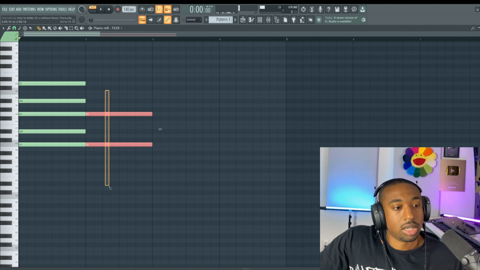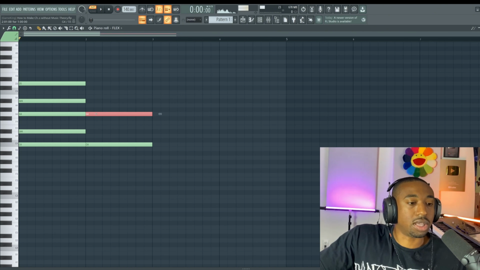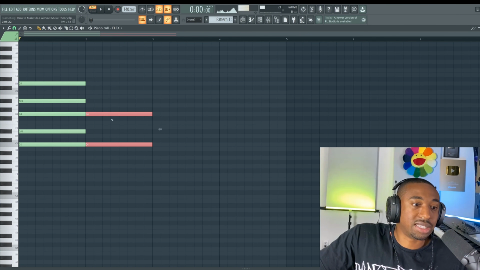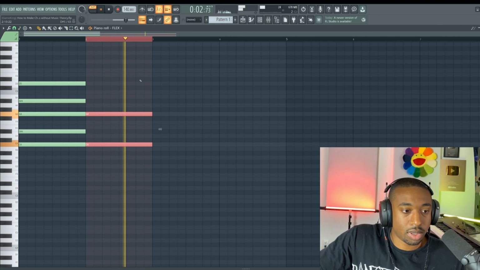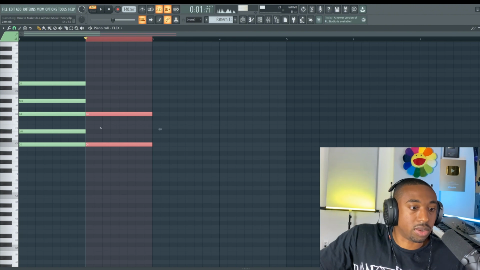The reason I say that is because 7 is the number that you guys need to know. So 0, 7. Why is this important? Because 7 notes away from the root note is called a perfect fifth. They always work together. They always harmonize. Okay, so it's 0, 1, 2, 3, 4, 5, 6, 7.